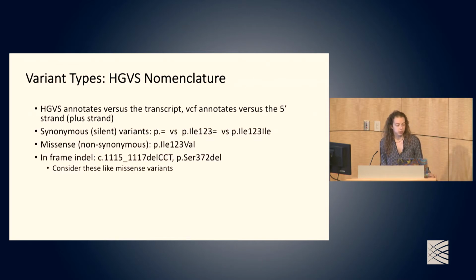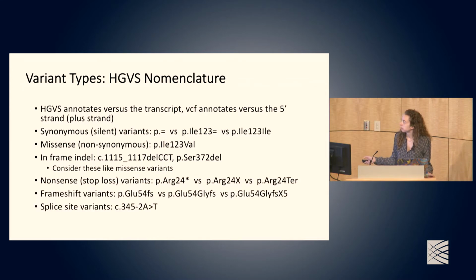The synonymous variants, or silent variants, are places where the nucleotide sequence changes, but the amino acid doesn't change, as opposed to non-synonymous or missense variants where the amino acid changes. The in-frame indels, I think of them a lot like missense variants. They tend to delete one amino acid or a few amino acids. This is an example here of a 3 base pair deletion that results in a 1 amino acid deletion. And then we have our protein truncating variants, or putative protein truncating variants. These are nonsense variants or stop-loss variants, frameshift variants, and splice site variants.